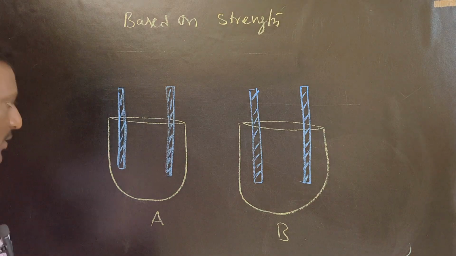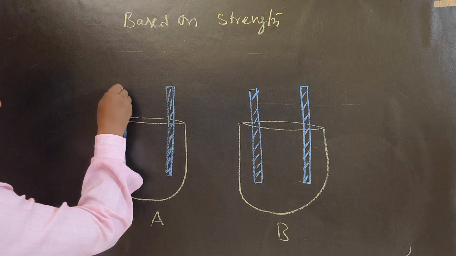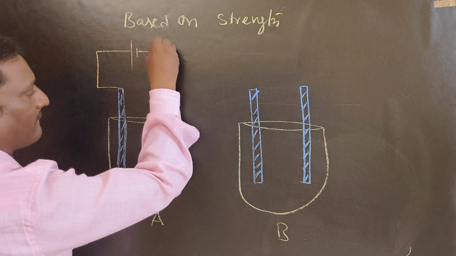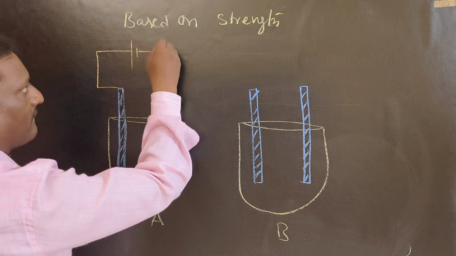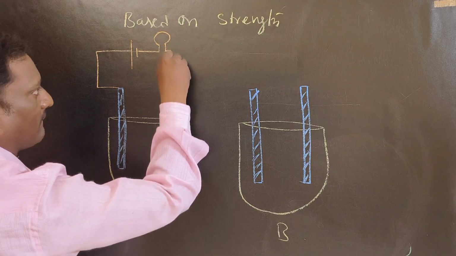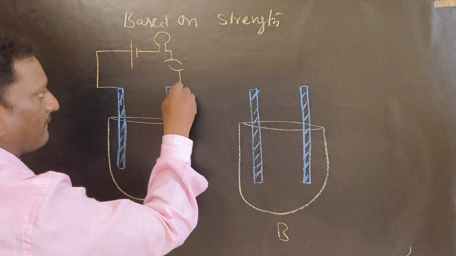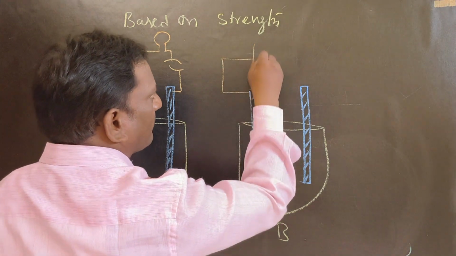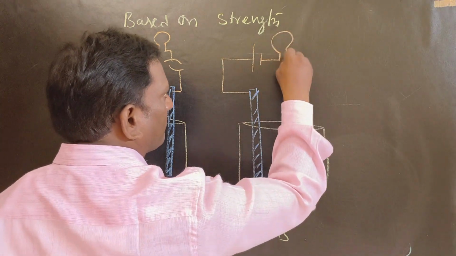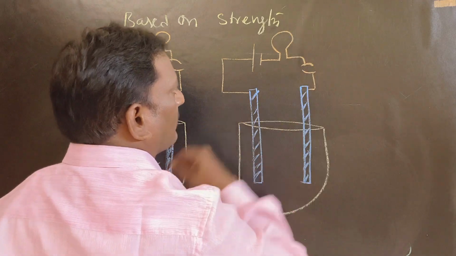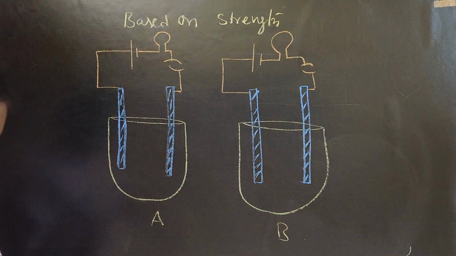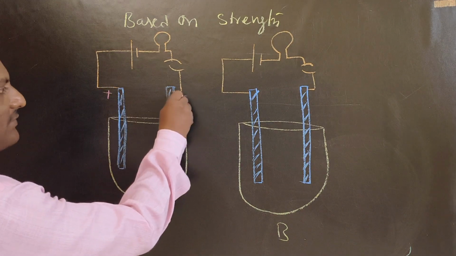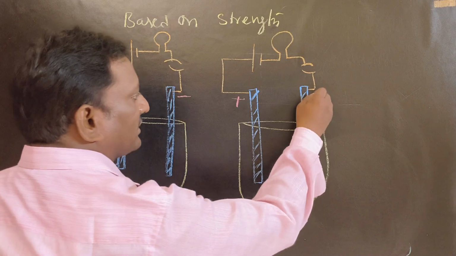Now, form a circuit as shown in the figure. Form a circuit like this. The positively charged electrode and the negatively charged electrode.